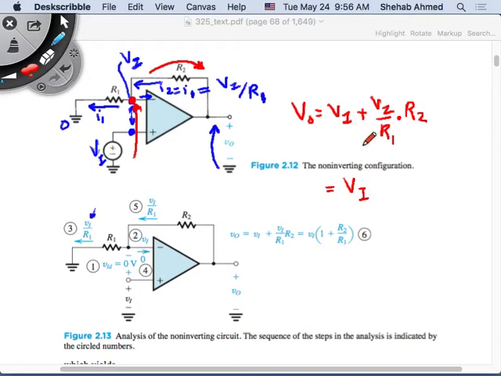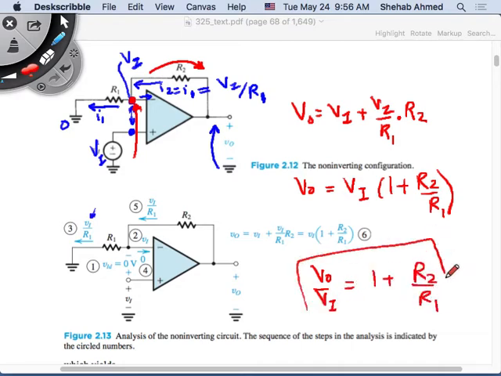So I can factor out VI, and I'm left with 1 plus R2 over R1, that is V output. So V output over V input, which is the gain, equals 1 plus R2 over R1. Or with a common denominator, R1 plus R2 over R1. So this is the gain of this circuit, in volts per volt, or dimensionless terms. You can convert that to dB by taking 20 log of this number. This is the basic non-inverting amplifier configuration.